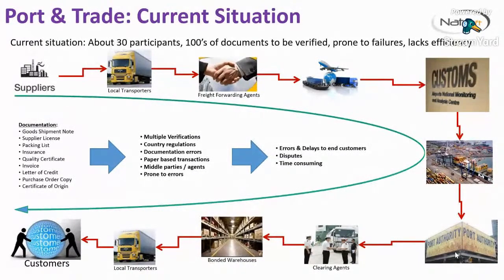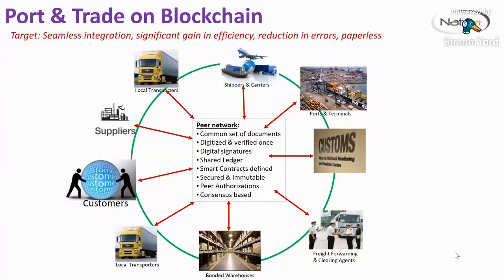Now this leads to errors. And if I put everything on a blockchain, look at how efficient this can be, right? So you get seamless integration and you get an enormous amount of efficiency gain, and then you have literally zero errors, and you have paperless in the whole process. So you have a common set of documents. Every document is raised once, but it is used across the whole chain.